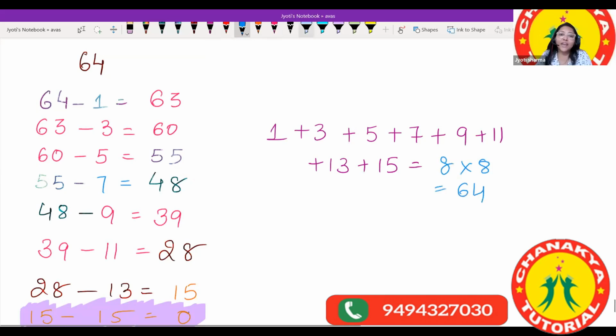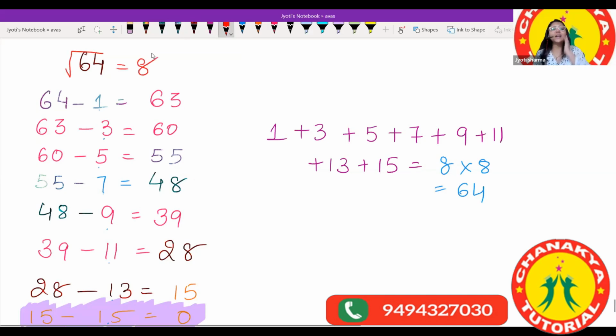In the same way, how many numbers have you subtracted here? 8. Am I right? See, 1, 2, 3, 4, 5, 6, 7, 8. You have subtracted 8 odd numbers. And because after subtracting the 8th odd number you got 0, the answer is: the square root of 64 is 8.